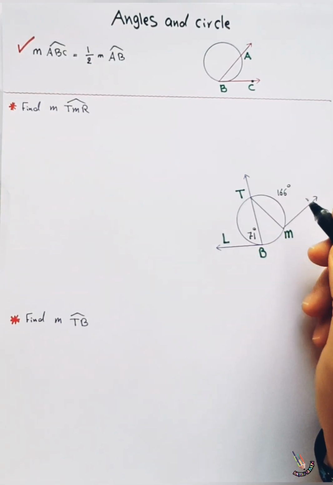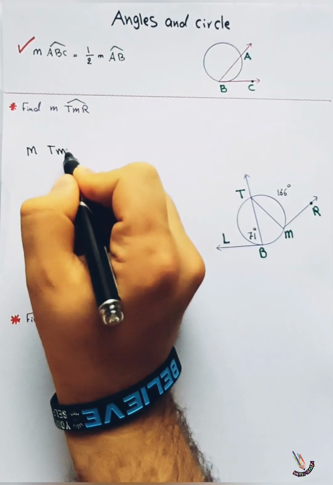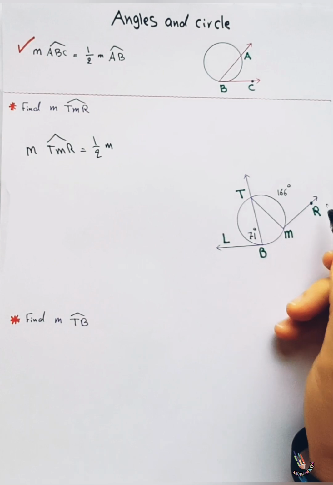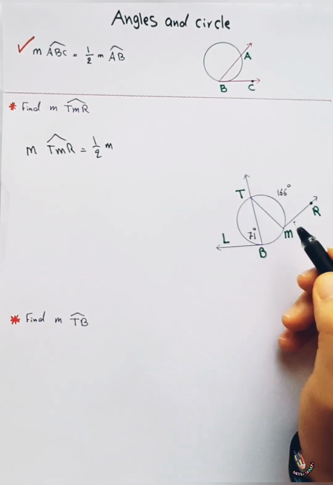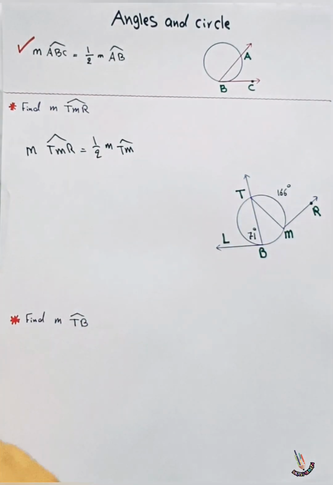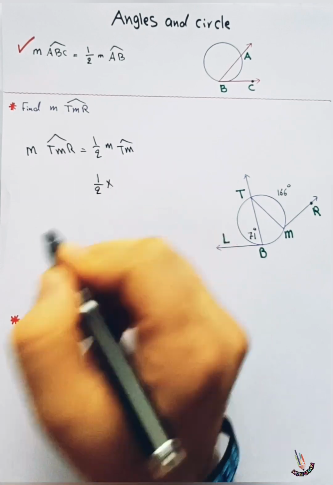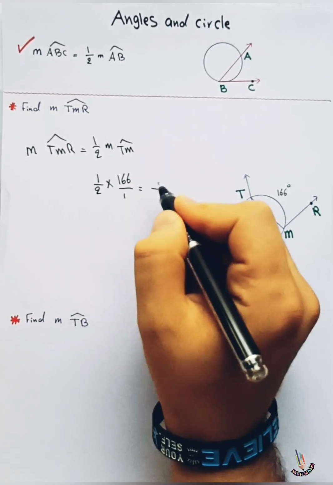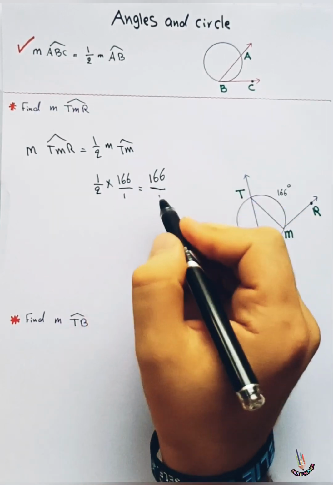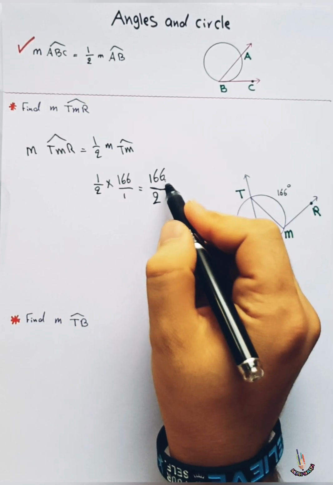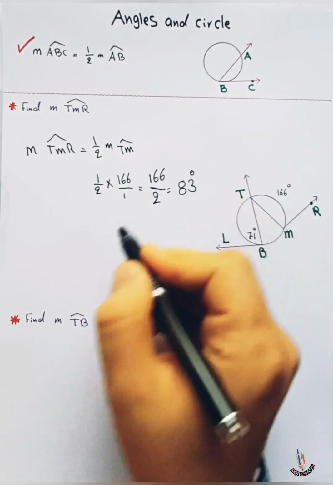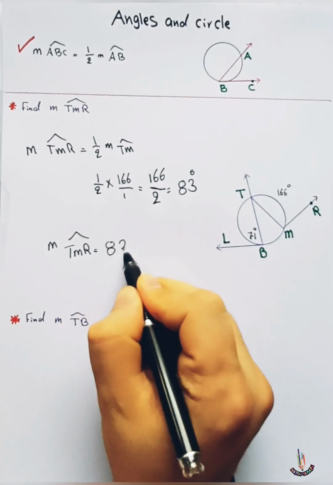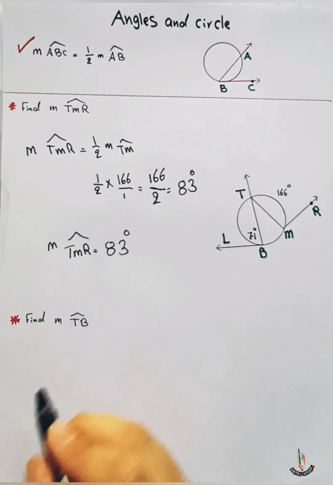So you can say the measure of angle TMR equal to 1 out of 2 multiplied by the measure of arc TM. So 1 out of 2 multiplied by the measure of TM, which is 166. We have to change this whole number into a fraction, and then 1 times 166 equals 166, 2 times 1 equals 2. After that, 166 divided by 2 equals 83. So the measure of angle TMR equals 83 degrees.